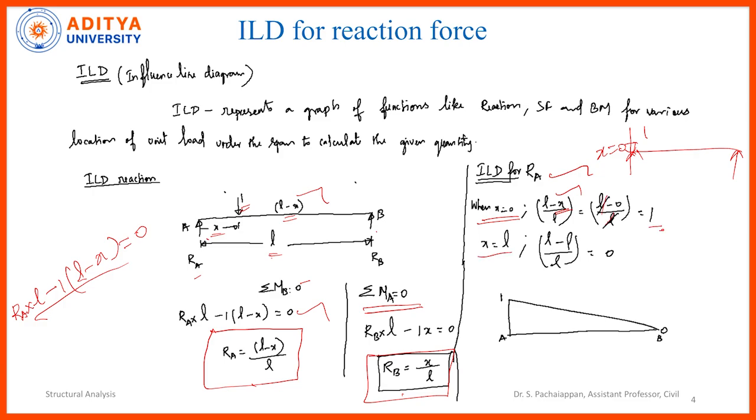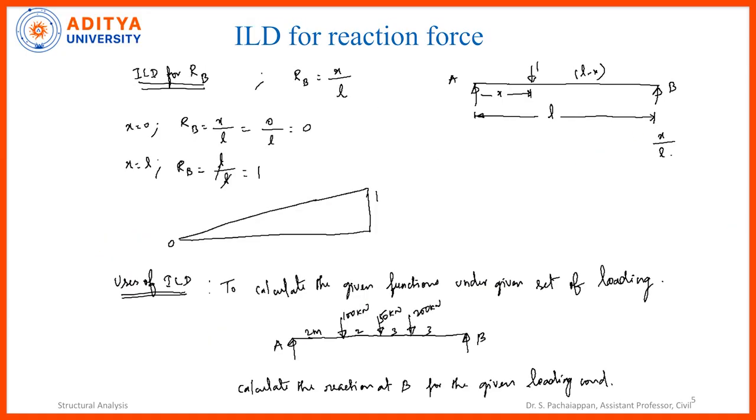Now I put x equal to L, which means I apply the 1 unit force at the support B. RA is L minus x by L, and putting x as L gives L minus L divided by L. L minus L is 0, and 0 divided by any term is 0. So we got 2 ordinates: at A the ordinate is 1, and at B it is 0, forming a triangle. This is the ILD for RA.